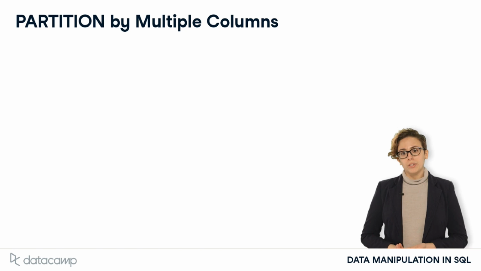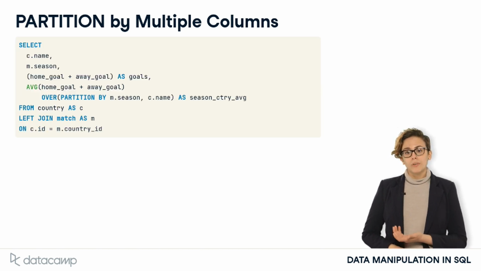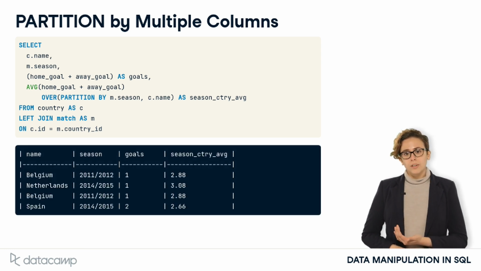You can also use partition to calculate values broken out by multiple columns. In the query you see here, the over clause contains two columns to partition the average goals scored, season and country. The results set returns the average goals scored broken out by season and country. In row 1, a match was played in Belgium in the 2011-2012 season and had 1 goal scored throughout the match. This is compared to the value 2.88, which is the average goals scored in Belgium in the 2011-2012 season.